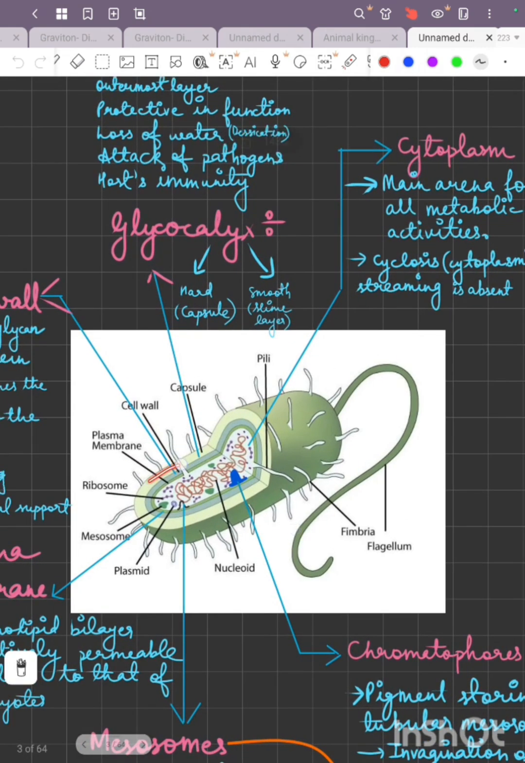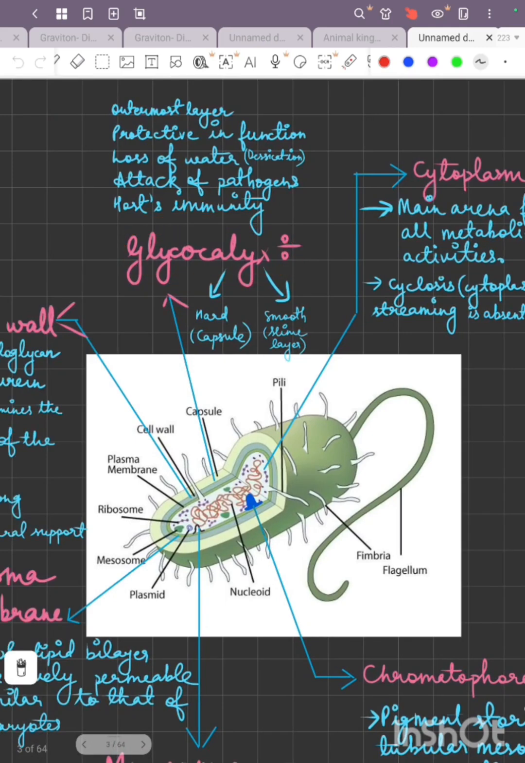The outermost layer that you see right here is referred to as the glycocalyx. Now the glycocalyx has got multiple roles. It is the outermost layer. It's protective in function. It helps in preventing loss of water, referred to as desiccation. Now it helps protect the bacteria from the attack of various pathogens like bacteriophages. Not just that, it also protects the bacteria from the host's immunity, right?